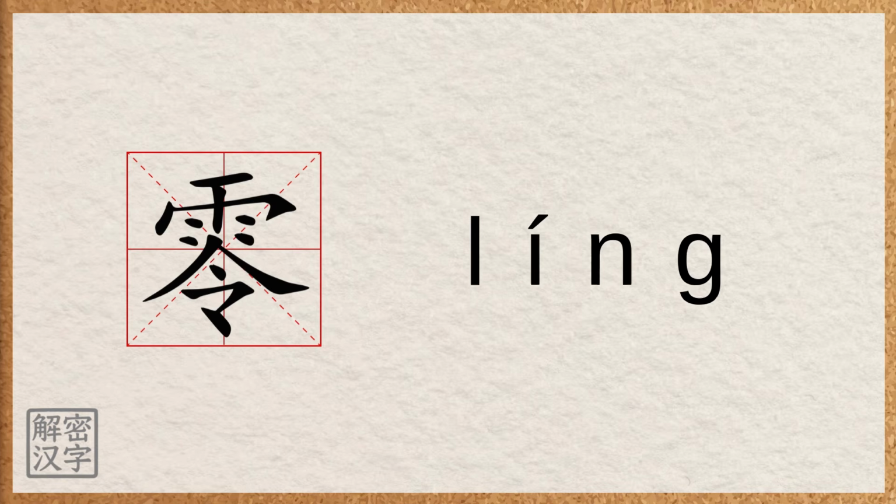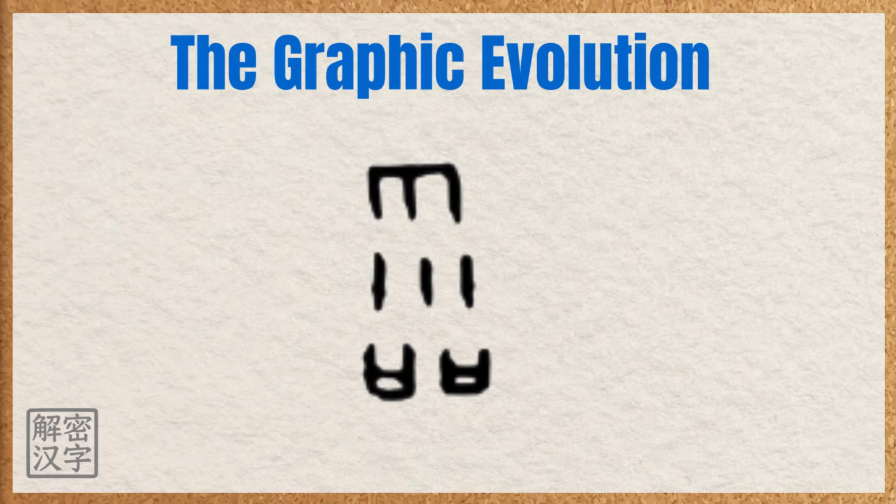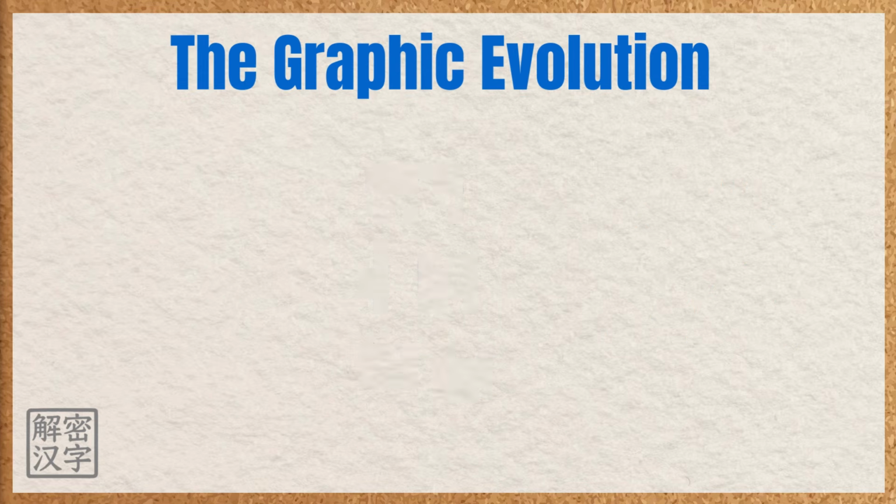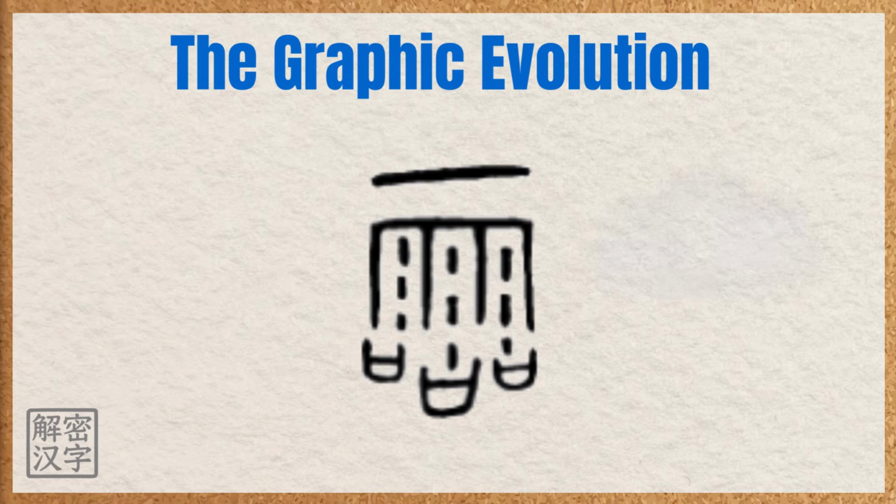Now let's practice reading it. Líng. In its earliest form, ling originally meant a light drizzle, the kind that falls in tiny drops. Early versions of the character even looked like raindrops falling.